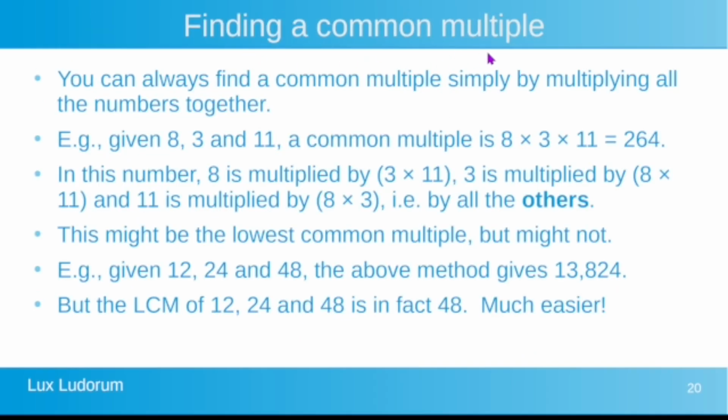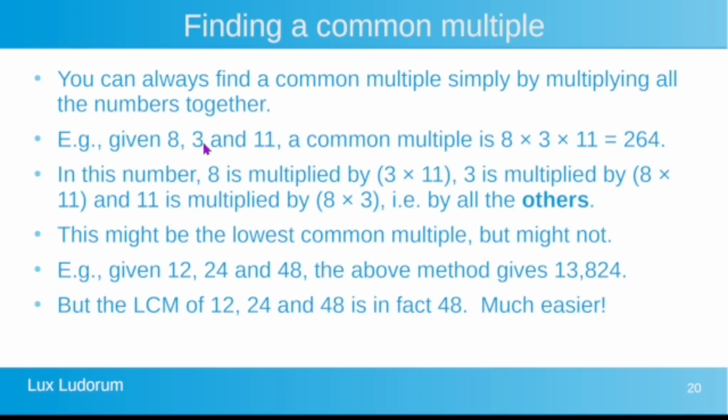Finding a common multiple for the bottom or denominator when you're adding or subtracting. You can always find a common multiple simply by multiplying all the numbers together. For example, if these were the bottoms of our fractions, one was 8, one was 3, and one was 11, we wanted a common multiple for all of these. We can find a common multiple simply by multiplying them all together. 8 times 3 times 11 is 264. In 264, 8 is being multiplied by 3 times 11.